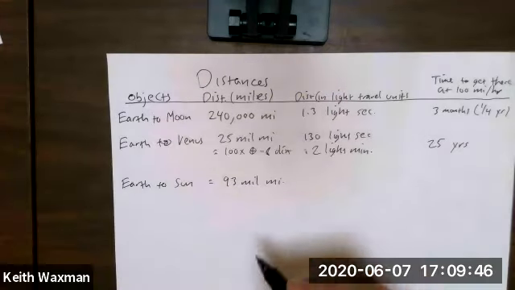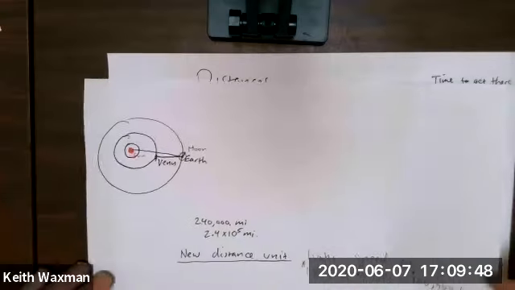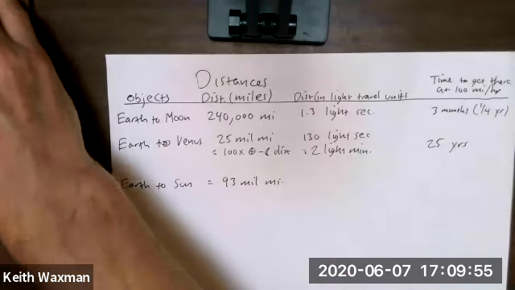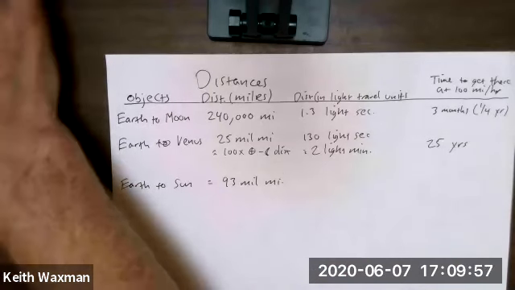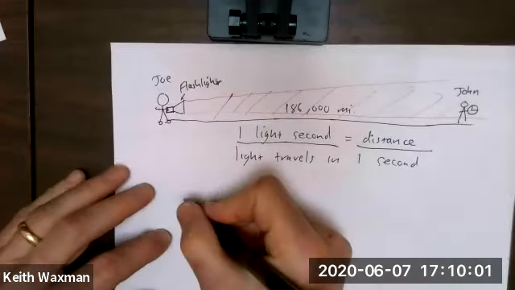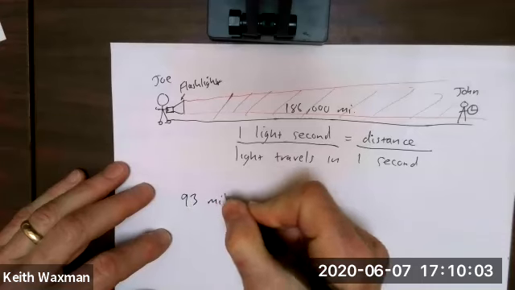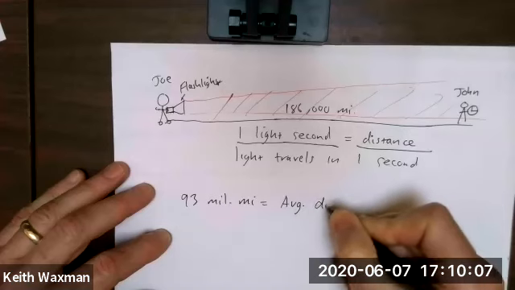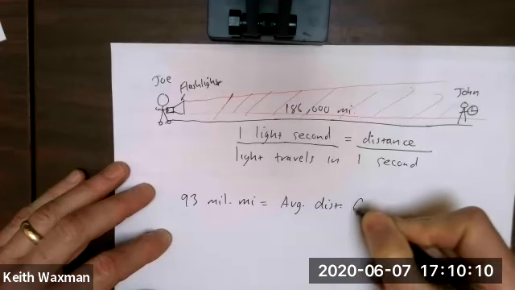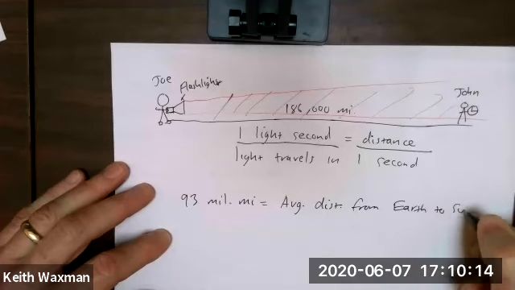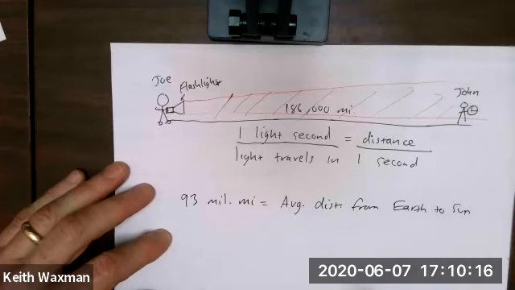Now, I said 93 million miles that you need to know. Well, here's why. Because it is a very special distance talking about things in the solar system. It is the average Earth to Sun distance. We'll write this down again. We'll put it right below here. 93 million miles is the average distance from Earth to Sun. It's good to know.